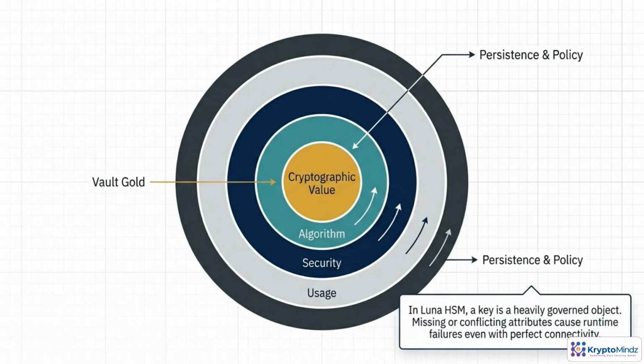In Luna HSM, think of a key as vault gold wrapped in rules. The raw cryptographic value is just the center. Around it, attributes define the algorithm, allowed operations, security controls, and whether the key can ever leave the device. Those same attributes determine if your app can encrypt, sign, or wrap keys at runtime. If they're wrong, calls fail even though the HSM is healthy. Solid key templates prevent surprises and harden your applications.